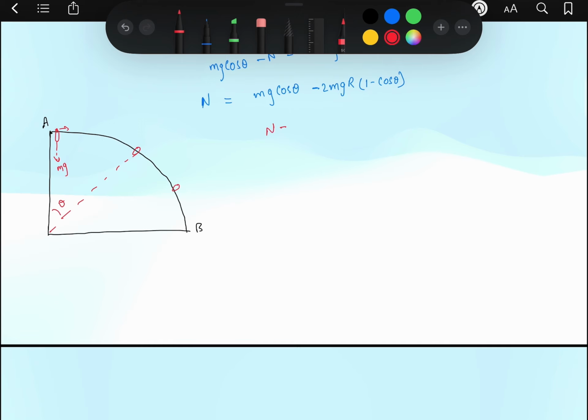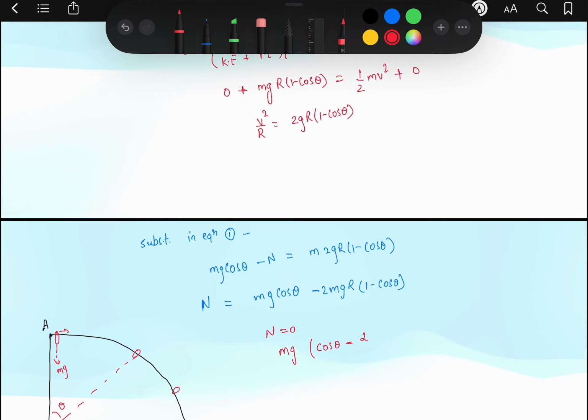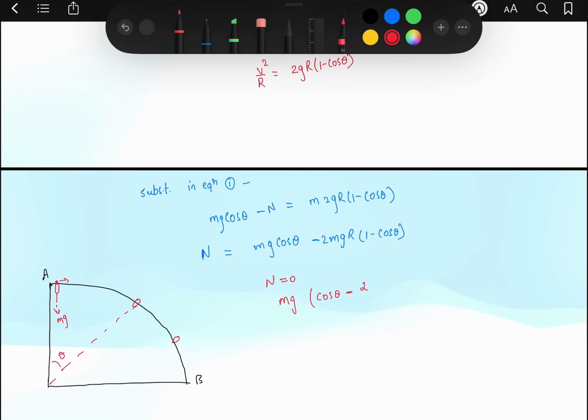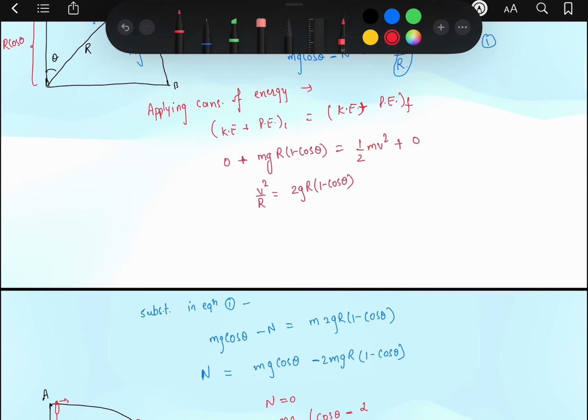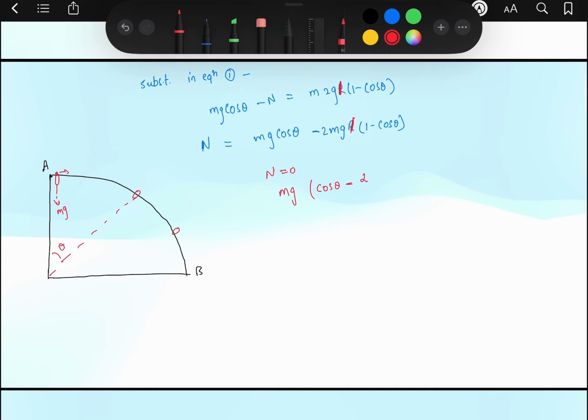So normal force becomes 0, that means mg, let me take it common, into cos theta minus mg here. Wait, I think we are missing something. Here r will not be there. The value of v square by r we are writing, that is 2g into 1 minus cos theta, so this r will not be there.